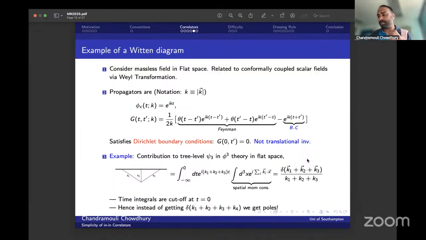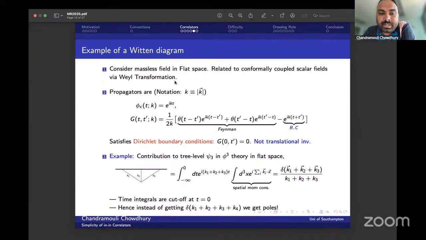Let me just demonstrate how these Witten diagrams look like. So for people who are familiar with the subject, they of course know, but let's say if you've never seen a Witten diagram, then just to give you a flavor of how it looks like, I'll consider a massless field in flat space. And as I had mentioned at some point, you can use a Weyl transformation to relate these kind of things to fields in de Sitter. So these are also useful toy examples.